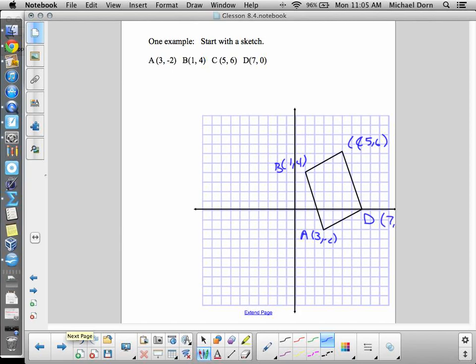Sorry, let's try that again. Okay. There are my 4 points. Again, the first thing I do, is it a parallelogram or isn't it? If it's not, I can stop. I mean, we'll do one check and be done. So check if it's a parallelogram.